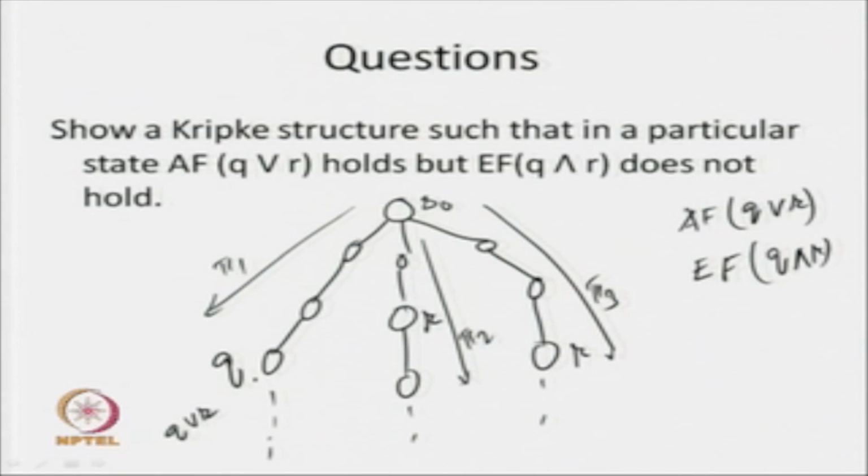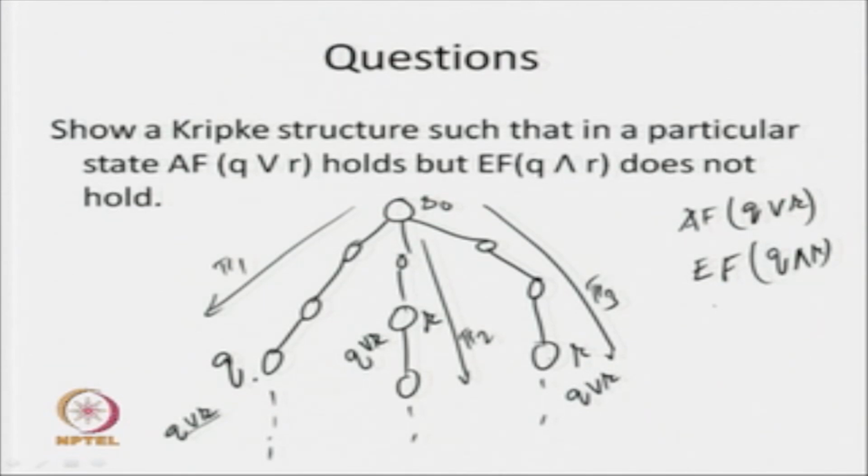Similarly, in pi 2 we get one state where r is true, so in this state I can say that q or r is true. Similarly, in the third path pi 3 we get one state where r is true, so q or r is also true over here. So, in all three paths from S0 we get one future state where q or r is true. So we can say that in S0, A F (q or r) is true.